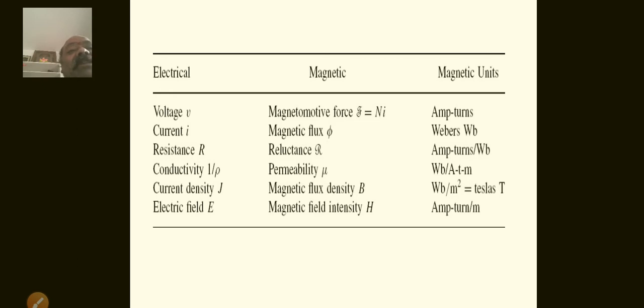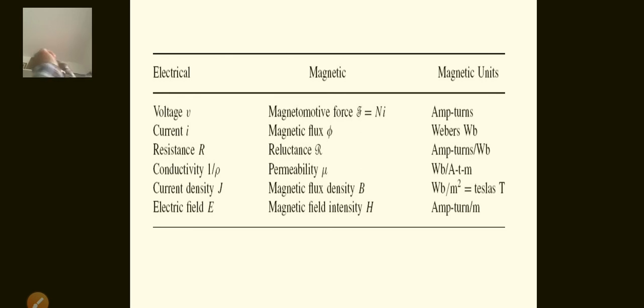Now the analogy between magnetic and electric fields. How are you going to draw the analogy between them? Observe that in the electric circuit we know the voltage, while in the magnetic circuit the magnetomotive force is indicated by F, which equals N times I ampere turns. The current I is indicated in the electric circuit, but the magnetic flux in the magnetic circuit is indicated by phi, with units of Webers.